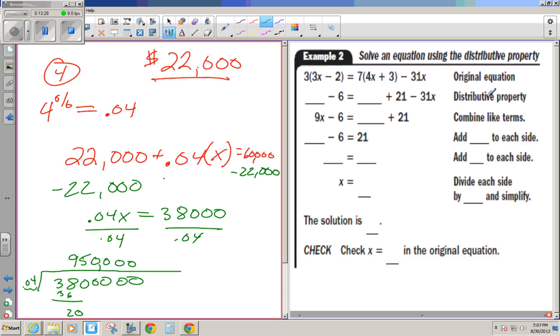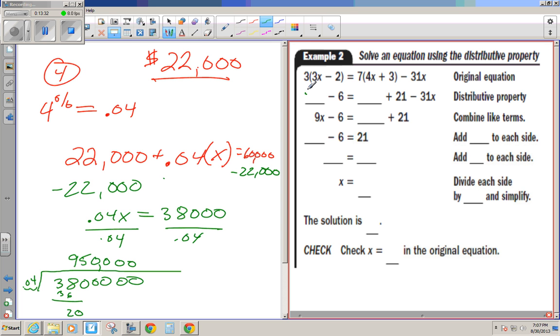First, distributive property. 3x. Take the 3 times the 2, 3x minus 6. 7 times 4, 7 times 3, 28x. Now it says to combine like terms. All right, so let's combine 28x and minus 31. That would be negative 3x plus 21.